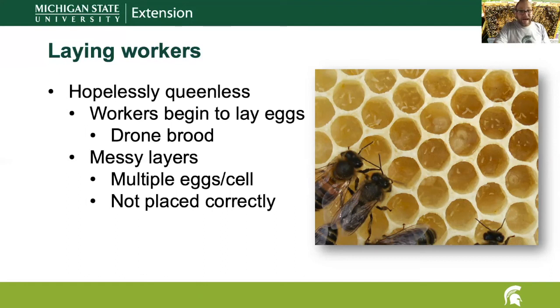This is the diagnostic characteristic of a laying worker colony. If you see this 100% of the time, you have a laying worker colony. That's it. There's nothing else that looks like this, so you don't even have to think about anything else. If you see multiple eggs in a cell, it is a laying worker colony, plain and simple.